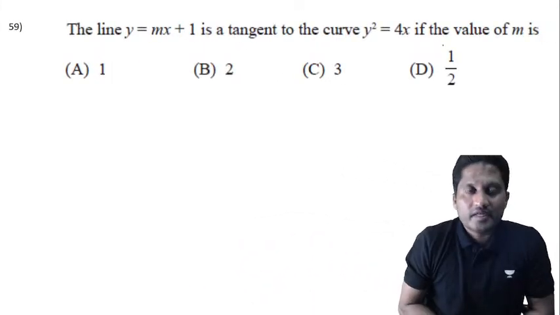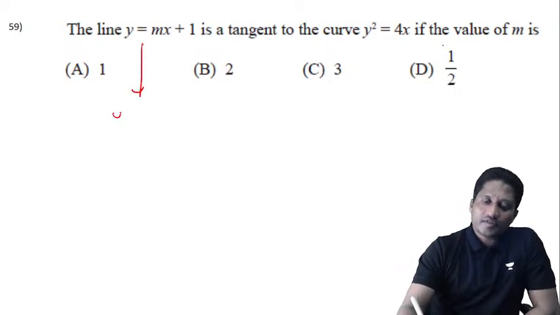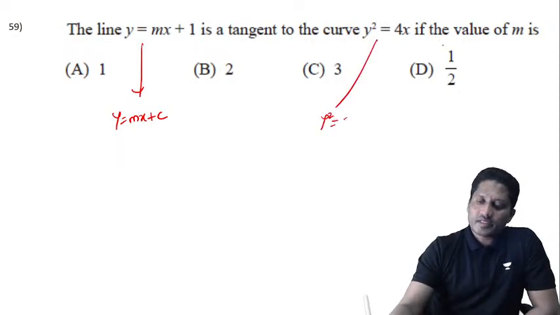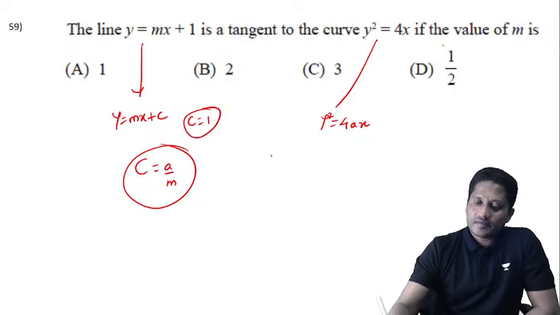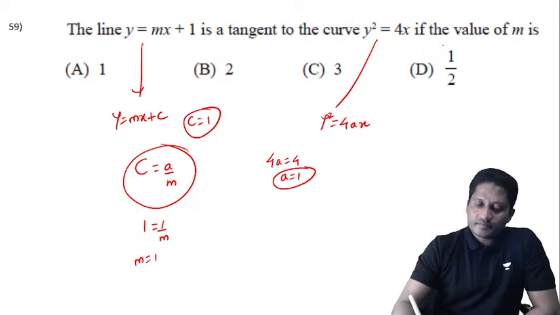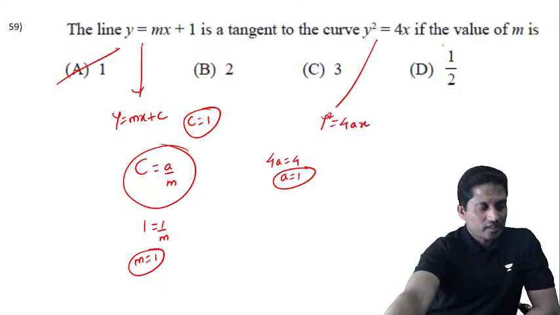Right, question number 59. See, either you can use differentiation method or condition for the line y is equal to mx plus c to be tangent to the parabola y square is equal to 4x, c is equal to a by m. You can directly use this result. So if I compare c is equal to 1, right, with y equal to mx plus c, and if I compare 4a is equal to 4a is equal to 1. So I substitute here, you get 1 is equal to 1 by m, so m is equal to 1. Answer is option A. Right, let's do one more question.